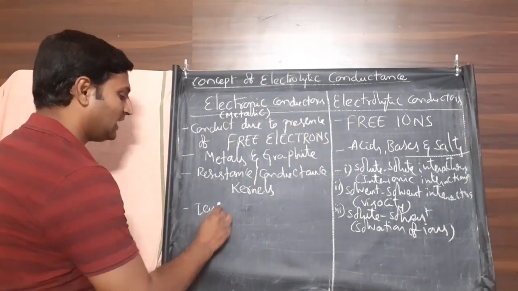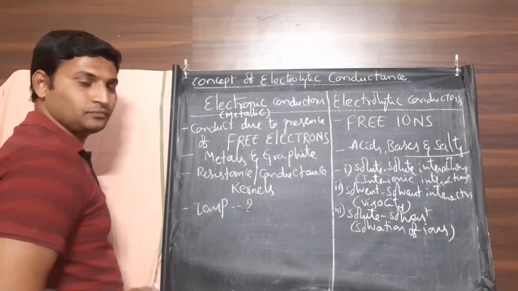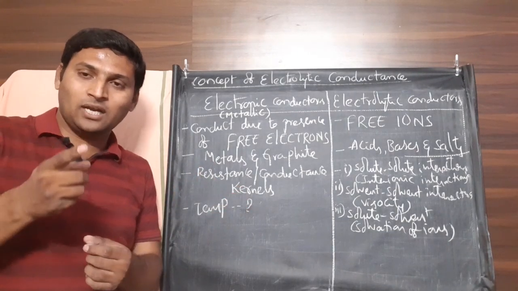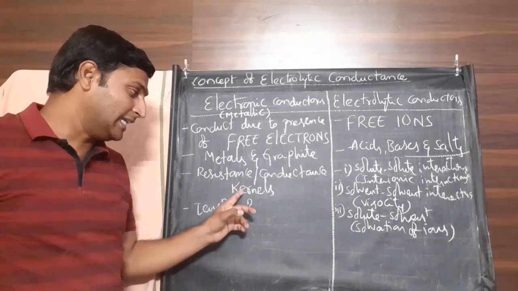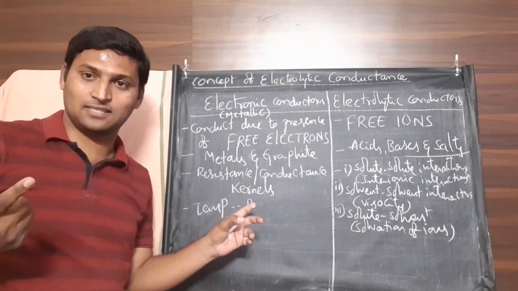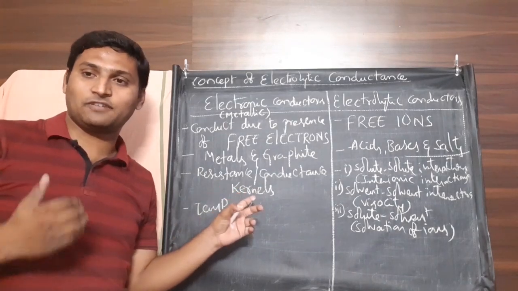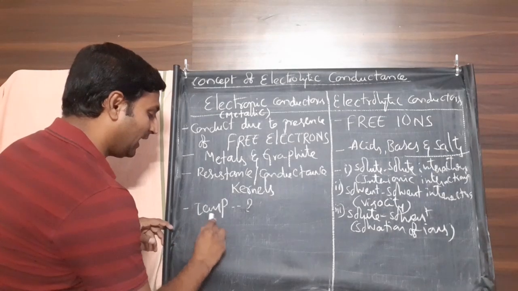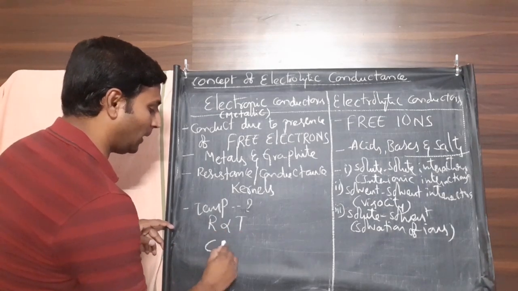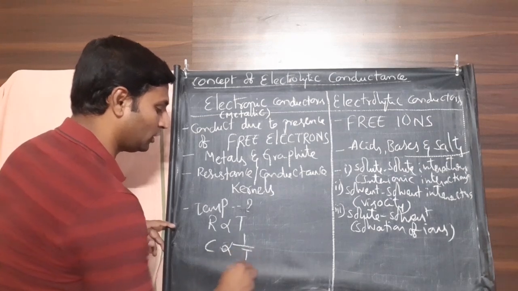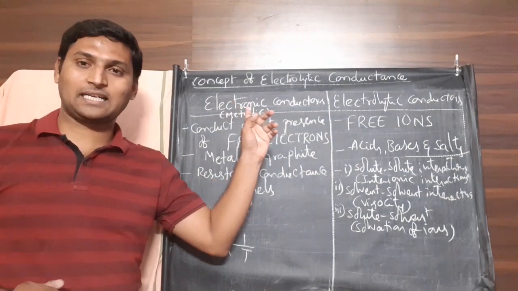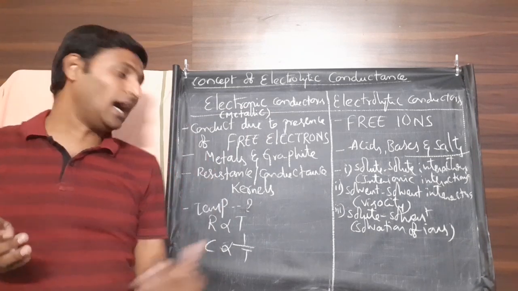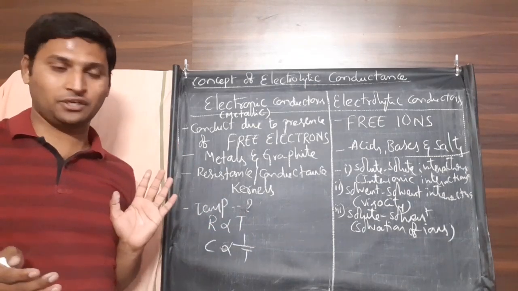Then what is the effect of temperature? Here please understand. Temperature not only increases the movement of electrons, it also increases the velocity or movement of kernels. Because the movement of kernels is increased, the resistance is increased. So resistance is directly proportional to temperature. So obviously conductance is inversely proportional to temperature. Means for electronic conductors, as the temperature increases, conductance decreases or resistance increases.